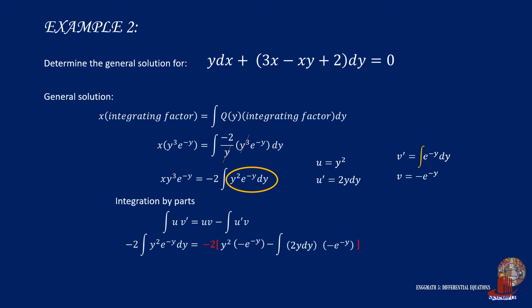Then everything is multiplied by negative 2. Simplify the first term where the negatives cancel out. 2 is the constant with y squared multiplied by e raised to negative y. The constant negative 2 is also distributed to the second term, which is the integral of negative 2y times e raised to negative y times dy. If we take out the constant in the second term, we then get the final expression as 2y squared e raised to negative y minus 4 times the integral of y multiplied by e raised to negative y times dy.